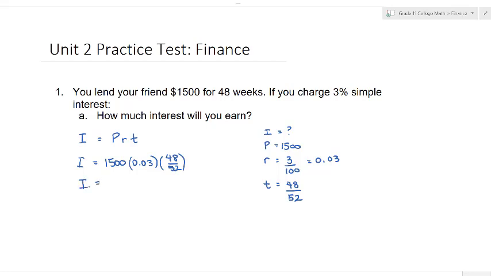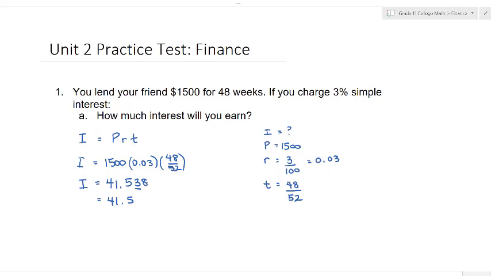Make sure you can type this along with me and get the same answer. So I'm just typing 1,500 times 0.03 times 48 divided by 52. And I get 41.538. I always want to round to 2 decimal places, so that means 2 numbers after the decimal. So it'll be 41.5, and then I have to decide if my 3 should stay a 3 or get rounded up to the next number.